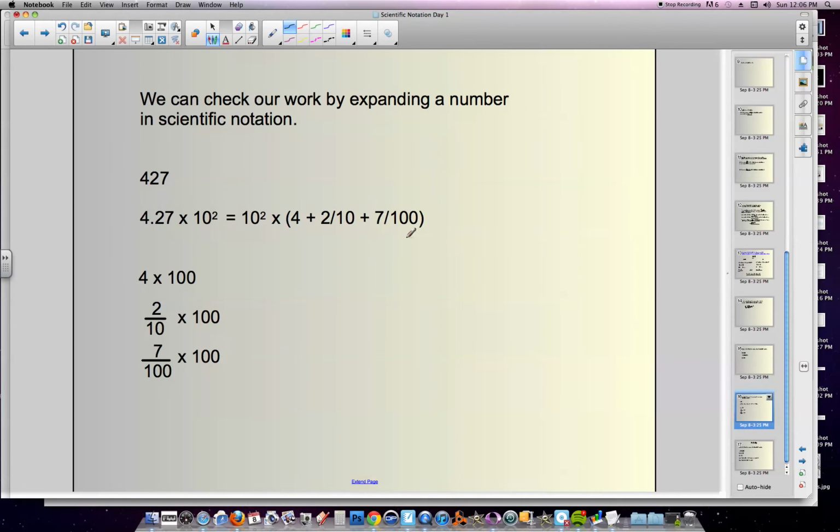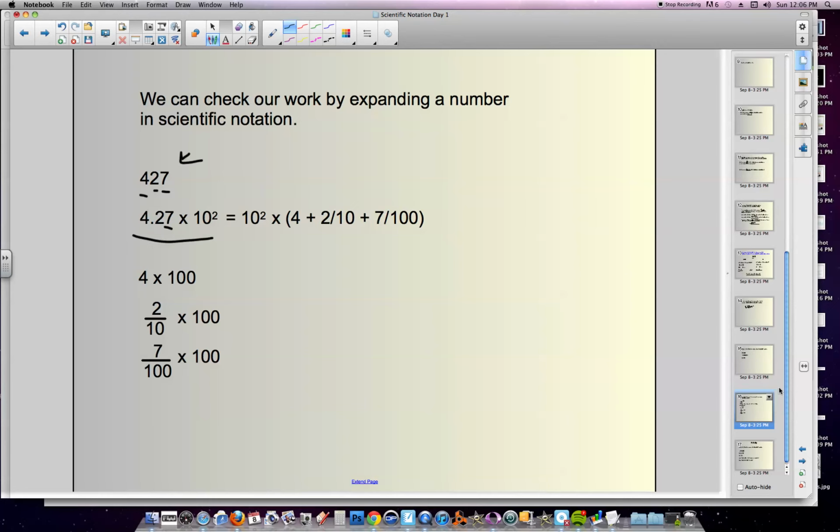And we can check our work, right? We can say, hey, let's check this. 4 times 100. Yeah, that's 400. 2 over 10 times 100. That'd be 200 divided by 10, or 20. Yeah, that's what we need. And then this 7 over 100, right? This is in the hundreds place. That's going to come out to be 7. That's what we need it to be. So yes, this does in fact equal this.